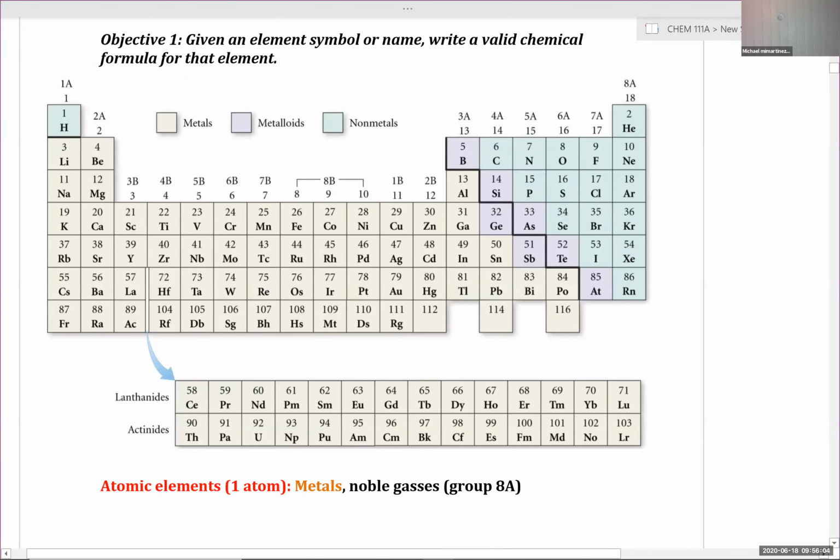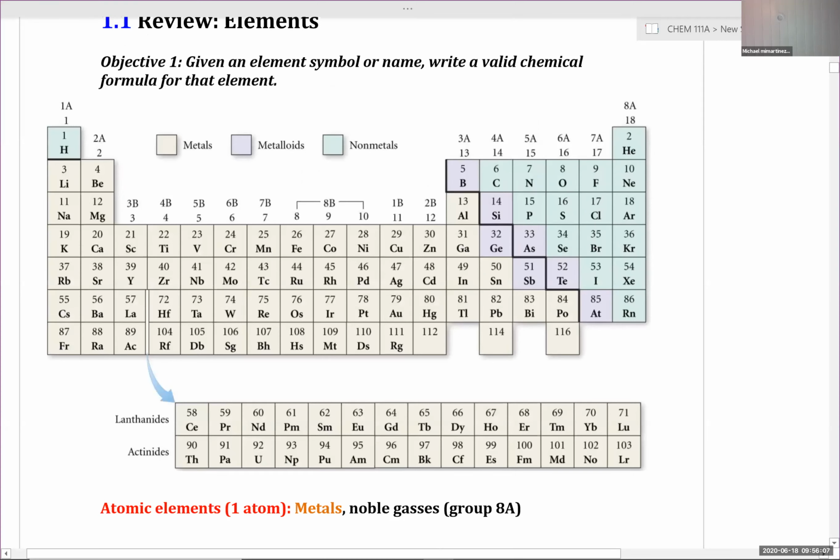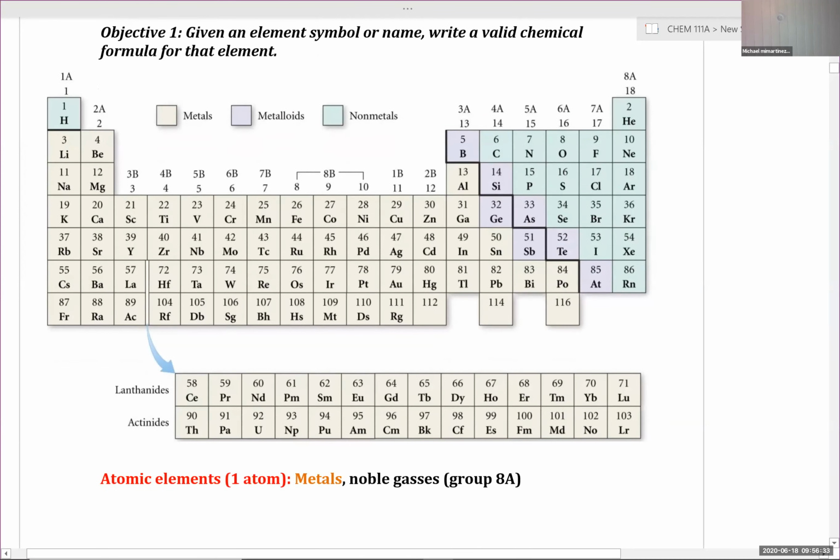So the periodic table can be divided into three major categories of elements: your metals, your nonmetals, and your metalloids. Now, this is important because depending on whether your element is a metal, nonmetal, or a metalloid, it in turn will have different rules for predicting the chemical formula for that element. So for example, your atomic elements, which consist of a single atom, are made up of your metals and your noble gases, where your noble gases are your group 8A elements.